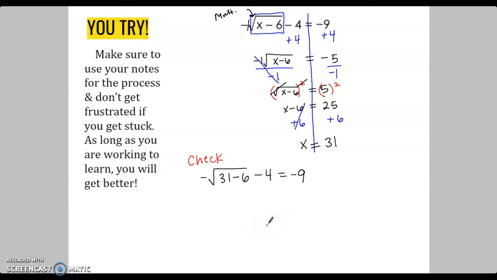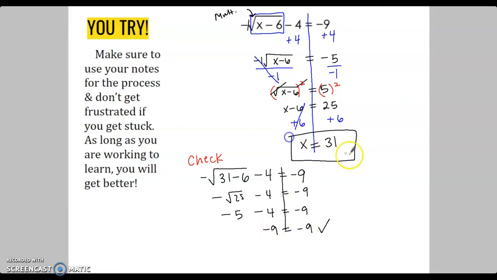So let's go ahead and see if this works or not. So we need to do 31 minus 6. 31 minus 6 would be 25. So I've got a negative sign, radical 25 minus 4 is equal to -9. We know that the square root of 25 is 5. So I have -5 minus 4 is equal to -9. And hopefully we can see that -9 is equal to -9. So yay, this works. So that means x equals 31 is a true solution.